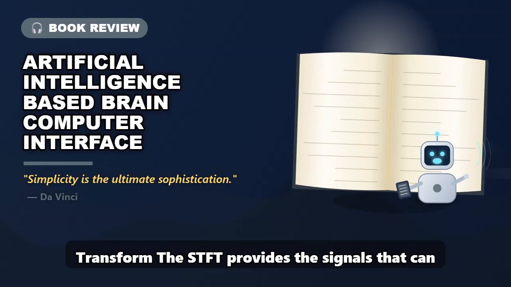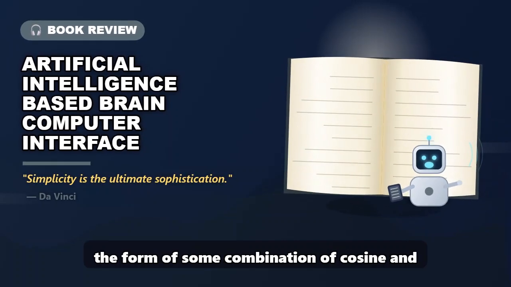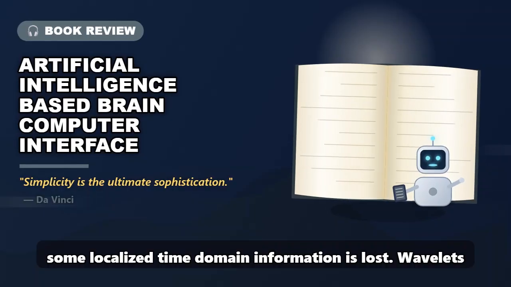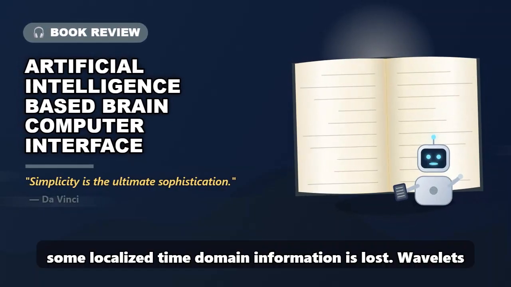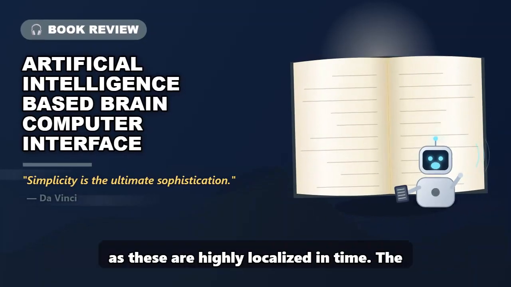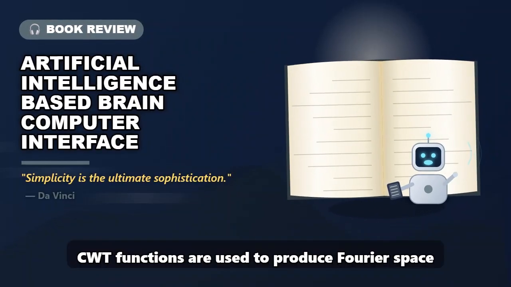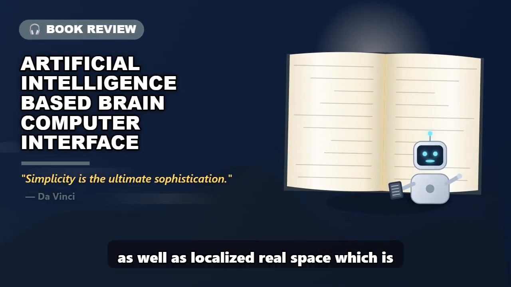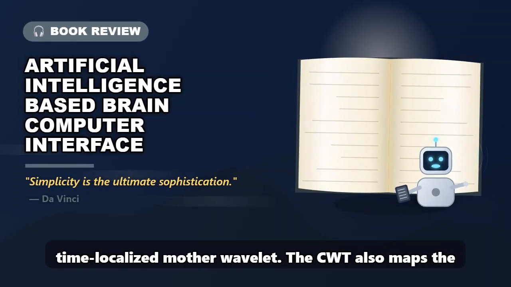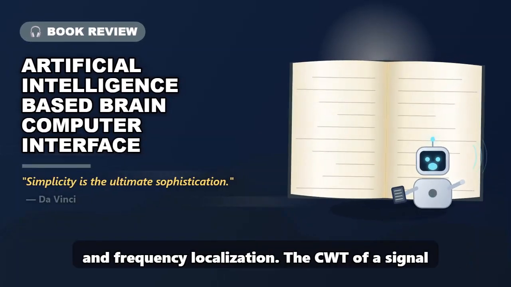Continuous wavelet transform. The STFT provides the signals that can be seen as localized in Fourier domain in the form of some combination of cosine and sine signals having infinite length. This is why some localized time domain information is lost. Wavelets are used as combinations of small oscillatory functions as these are highly localized in time. The CWT functions are used to produce Fourier space as well as localized real space which is scaled and shifted, and these versions become the time-localized mother wavelet. The CWT also maps the TFD information in order to get good time and frequency localization.